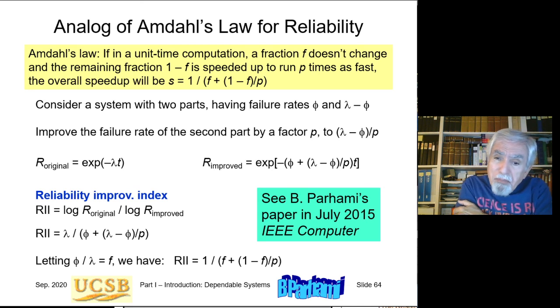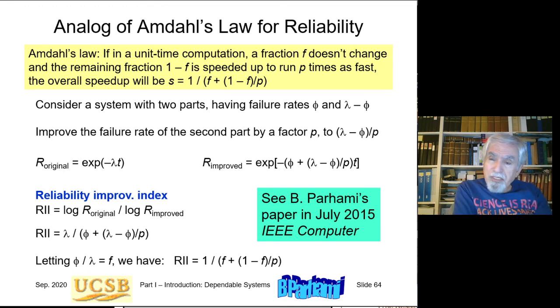A few years ago, I published a paper in IEEE Computer Magazine where I brought to the attention of the journal's readers that there's an analog to Amdahl's law for reliability. You probably know what Amdahl's law is. It's basically something to do with performance improvement in systems. And it says that if you have an application, a program running, and you take an aspect of that application and improve it by a certain factor, the overall improvement in performance will not be as large.